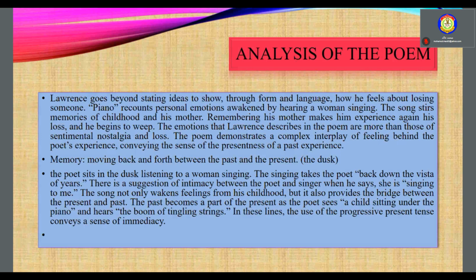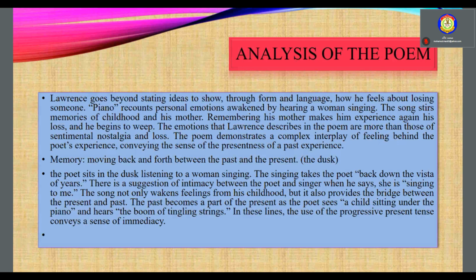The emotions that Lawrence describes in the poem are more than those of sentimental nostalgia and loss. The poem demonstrates a complex interplay of feeling behind the poet's experience, conveying the sense of presentness of the part of a past experience. Memory moves back and forth between the past and the present. This is indicated by the word dusk. The poet sits in the dusk listening to a woman singing. The singing takes the poet back down the vista of years.